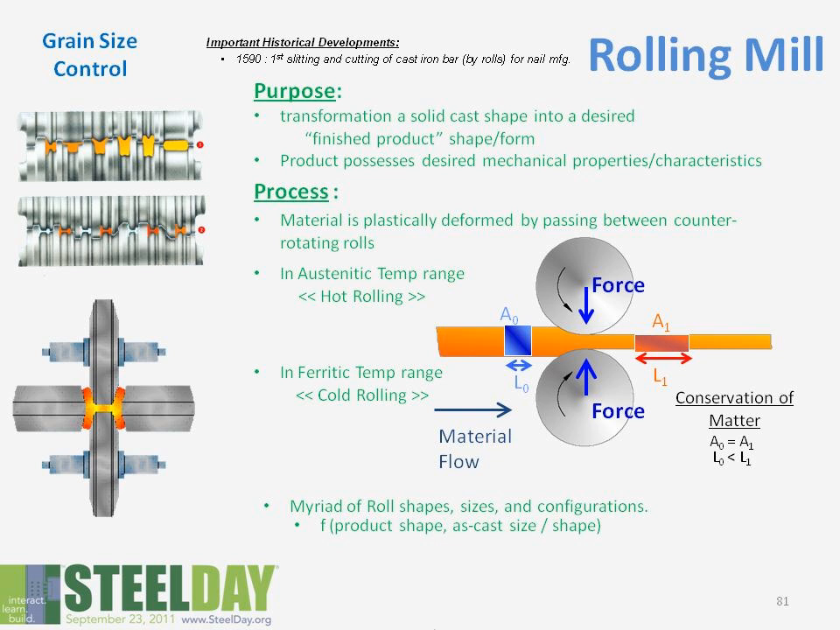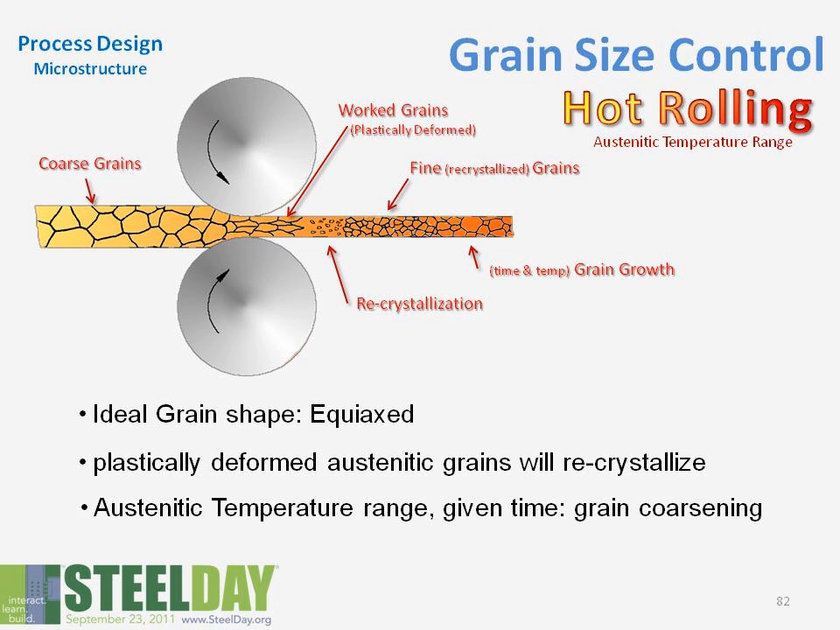Rolling, basically, we take a shape and pass it through counter-rotating rolls. We take an initial cross-sectional area. Due to conservation of matter, the overall cross-sectional area does not change, but we do get elongation. There's a myriad of varieties of rolls, shapes, and configurations that can be used based upon product to get what you want. Essentially, though, for all hot rolling, the same thing is happening.